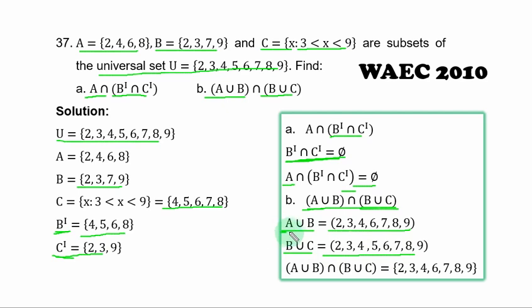You are to compare this set with this set under intersection, the common elements to both sets, and you have this result. 2 is here, 2 is here, you record it. 3, 3, you record it. 4, 4, you record it. There is 5 here, there is no 5. That means 5 is not common. You have 6, 6, 7, 7, 8, 8, 9, 9, and you have this result.